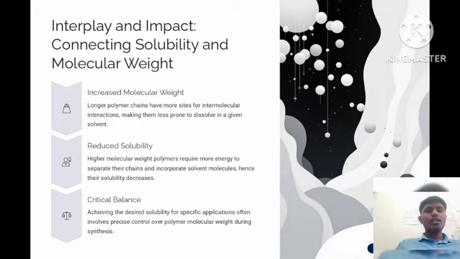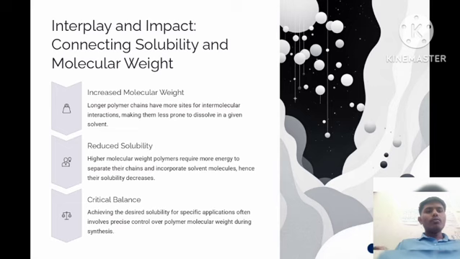If we increase molecular weight, it becomes harder to dissolve in the given solvent. Then reduced solubility: higher molecular weight polymers require more energy to separate their chains. If the molecular weight is higher, the chain also becomes very large, so fewer solvent molecules can be incorporated, and hence the solubility decreases. Critical balance: achieving the desired solubility for a specific application also involves precise control over the polymers.